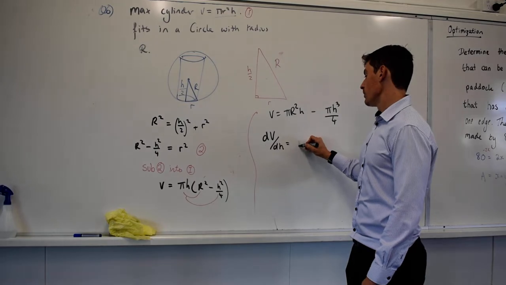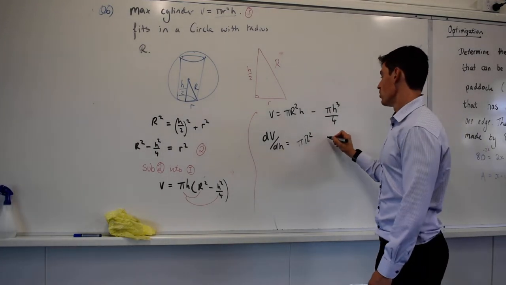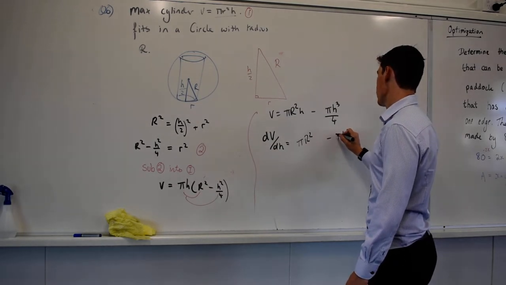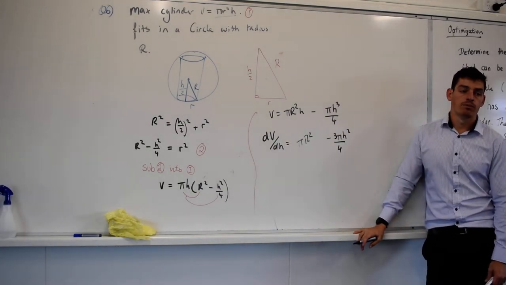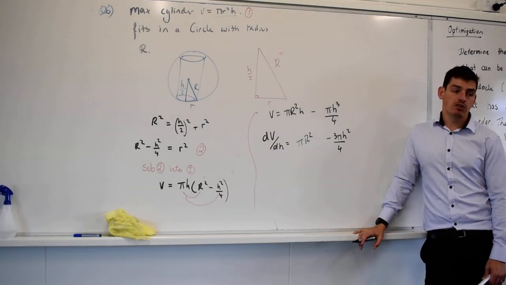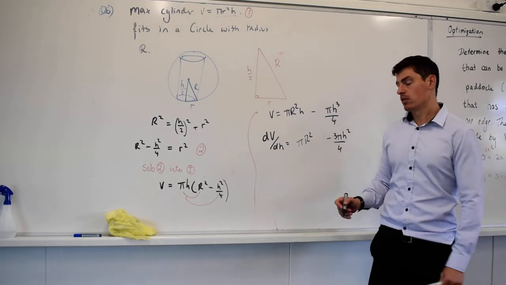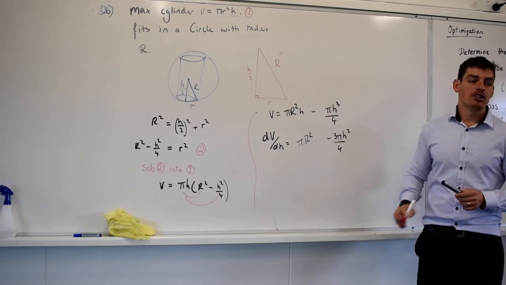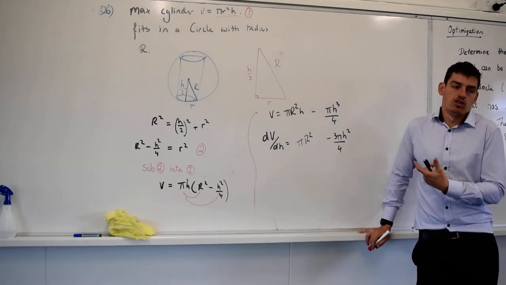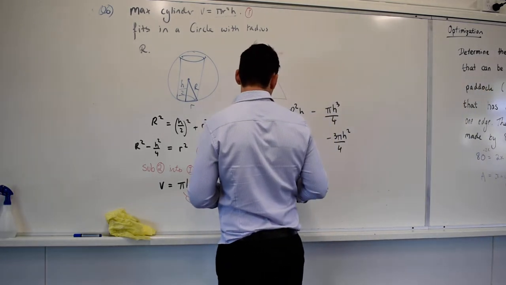So dV/dh will be, anything with h in it is all I'm worried about. That becomes pi R squared minus pi h squared, 3 out the front, on 4. Why does it become pi R squared? Because I'm differentiating with respect to what variable? h. Everything else gets left alone. I'll leave the big capital R by itself. I let that equal 0.